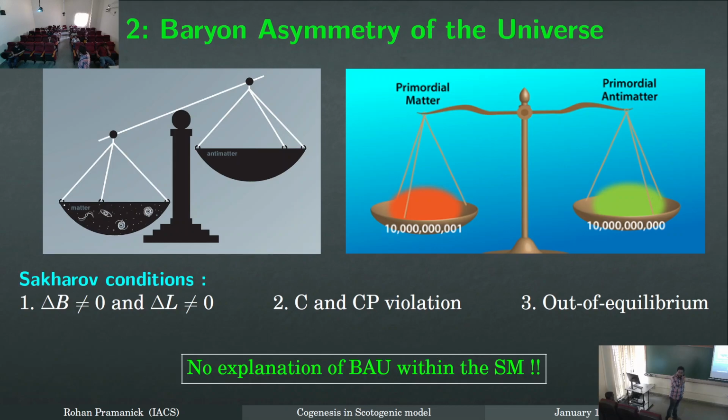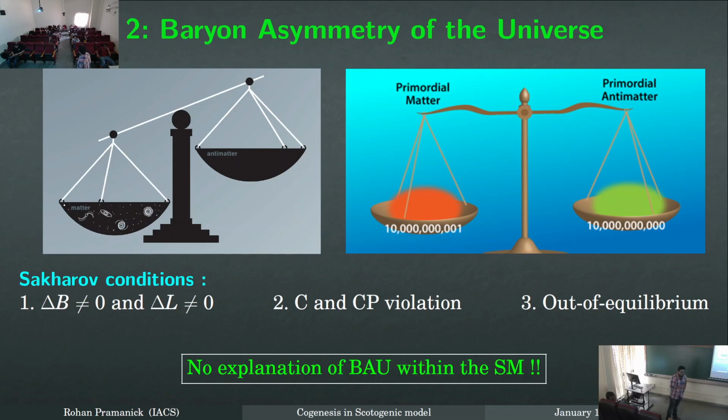You need to violate baryon and lepton number, which we know are accidental symmetries in the standard model. They are preserved, or more precisely, the combination B minus L is anomaly free, and that is respected within the context of it being a global symmetry.